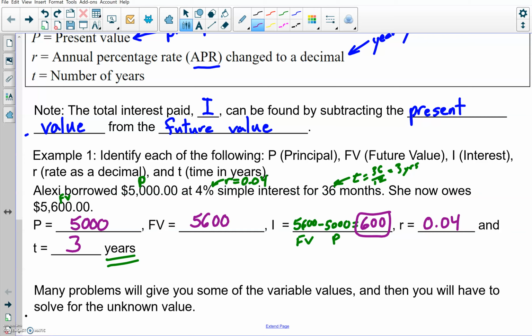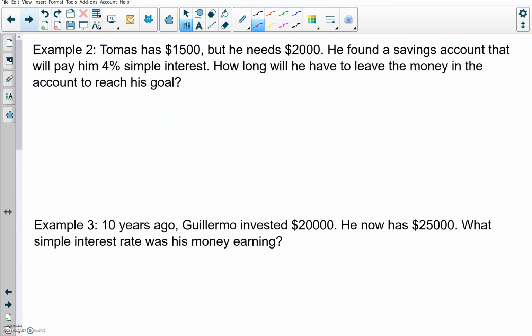So many problems will give you some of the variable values, and then you have to solve for that unknown value using the formula. So let's go ahead and take a look at another example here. So Tomas has $1,500, but he needs $2,000. He found a savings account that will pay him 4% simple interest. How long will he have to leave the money in the account to reach his goal? So first thing here, as soon as you see the word simple with interest, you can write down this formula, because that's the key word that you're using. This formula is simple interest, or key phrase.